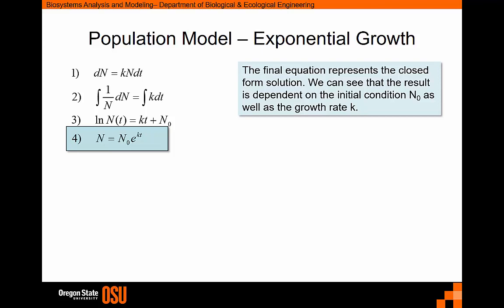We've had to introduce the constant of integration, N0, that also has a real-world interpretation. It represents the initial population size at the start of the simulation. Given N0 and k, we can predict the size of the population at any future time t.